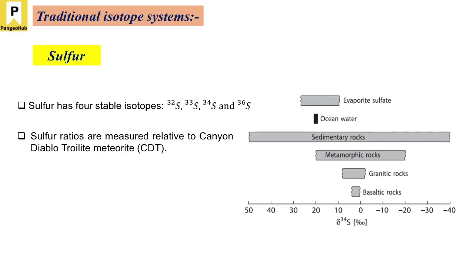In the granitoid bodies, it is generally negative, and even in basaltic rocks as well. In the metamorphic rocks, this sulfur isotopic ratio varies from -20 to +20. In the evaporite, it's generally negative. Sulfur is very important in one sense, that is pollutant identification.